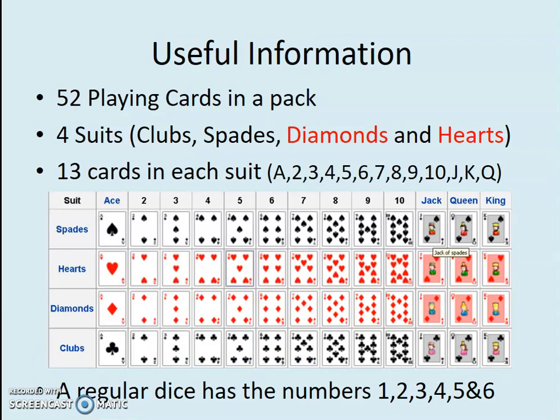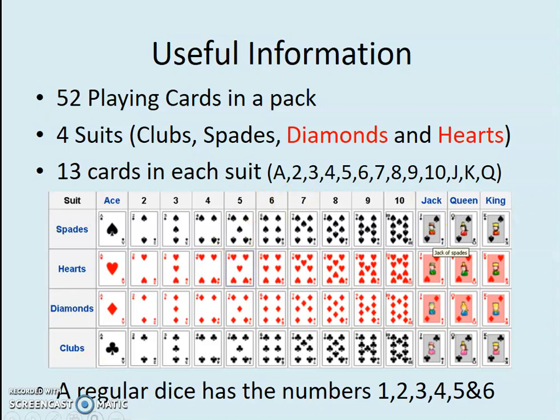Now some useful information while doing the questions on probability. You may get questions which is related to cards, which is related to dice, and which is related to heads or tails in a coin. There are 52 playing cards in a pack. 4 suits are there, clubs and spades which are black, diamonds and hearts which are red. 13 cards in each suit, starting from ace, 2, 3 up to 10, jack, king and queen. So these are the examples.